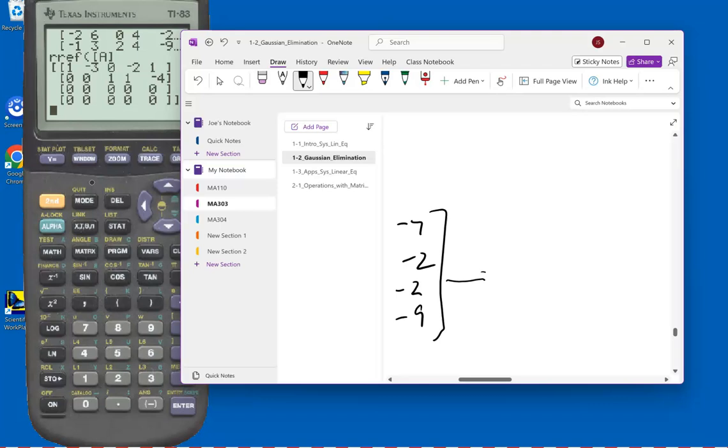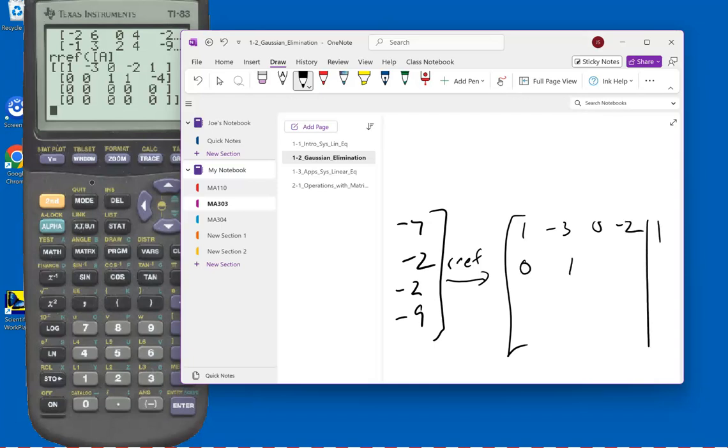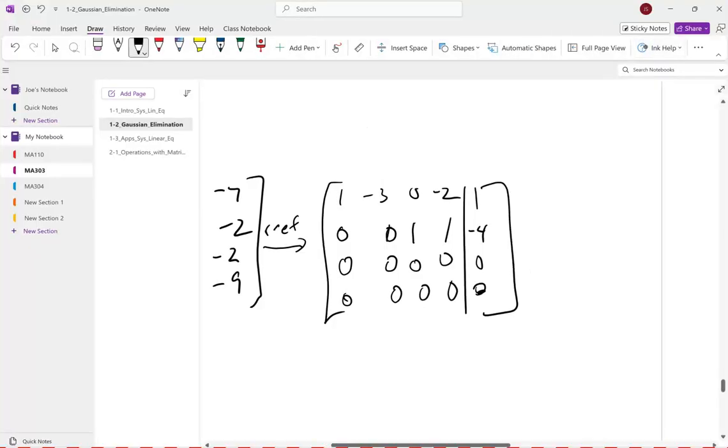So when we put this in reduced row echelon form, we've got 1, -3, 0, -2, 1, 0, 1, oops, sorry, 0, 0, 1, 1, -4, and then a bunch of zeros. So is this consistent or inconsistent? Start there. It's consistent, right? No issues there.